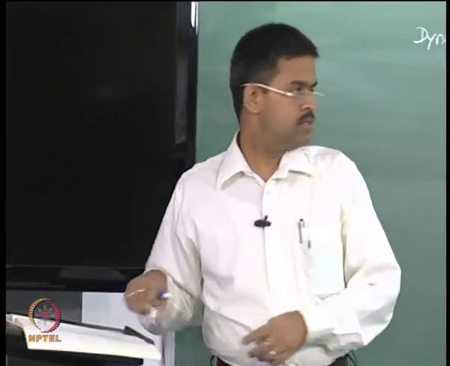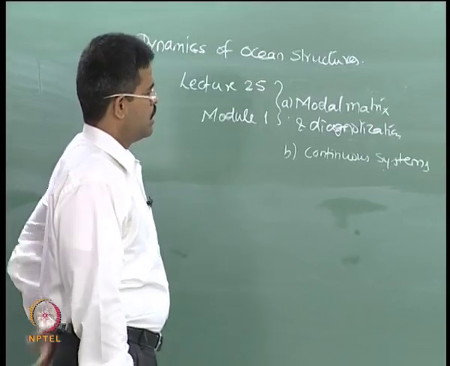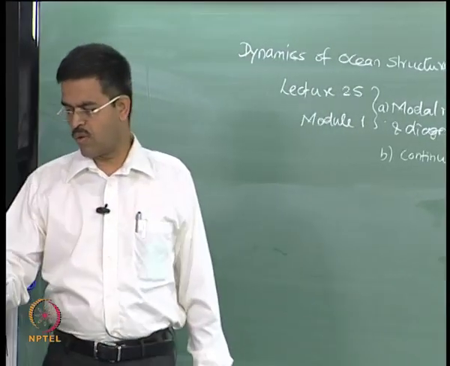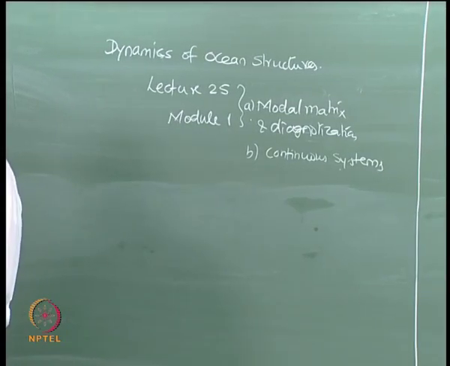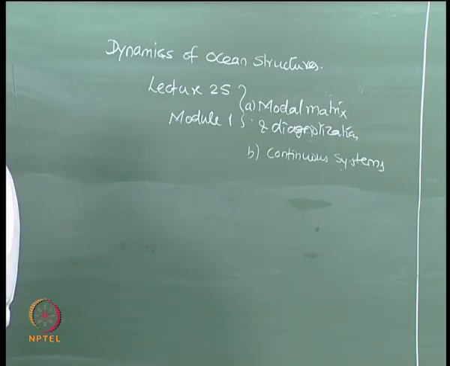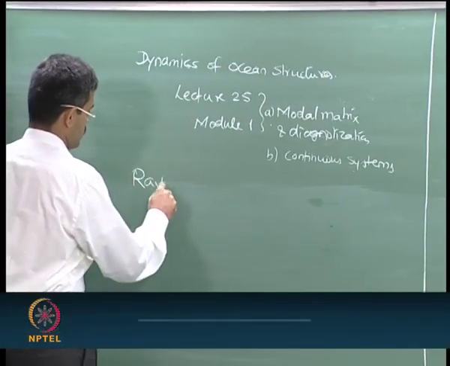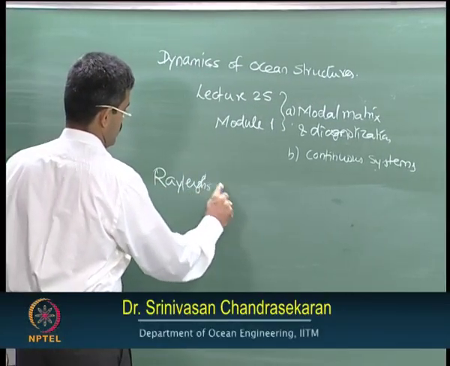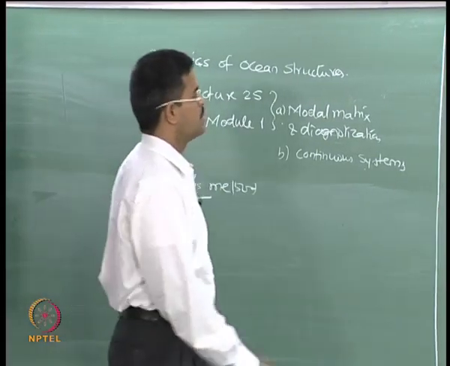So in the last class, we will talk about the continuous system quickly, and we will see how the diagonalization will help us to solve the multi degree freedom system in simple uncoupled single degree freedom system equations. So I will pick up Rayleigh's method for solving the continuous system. We will demonstrate this with a simple example.